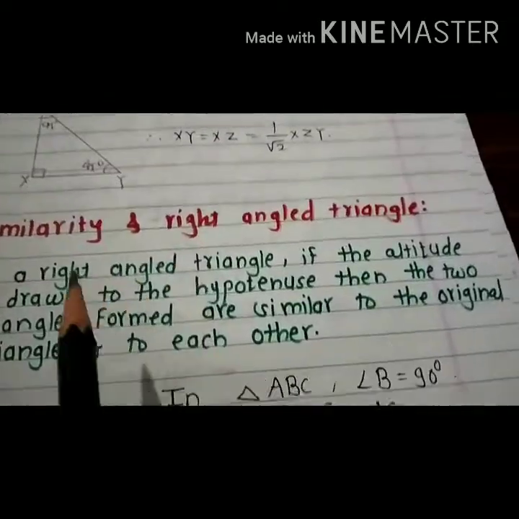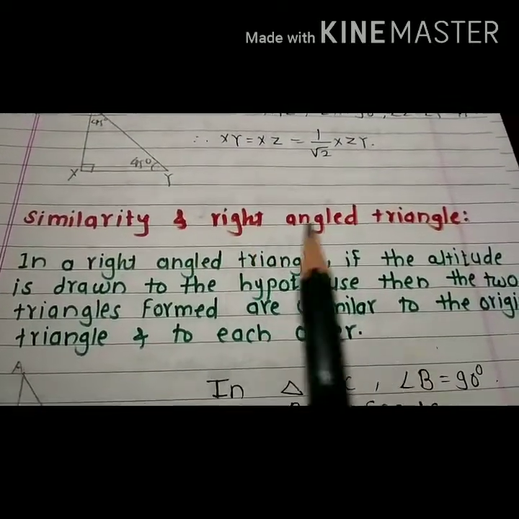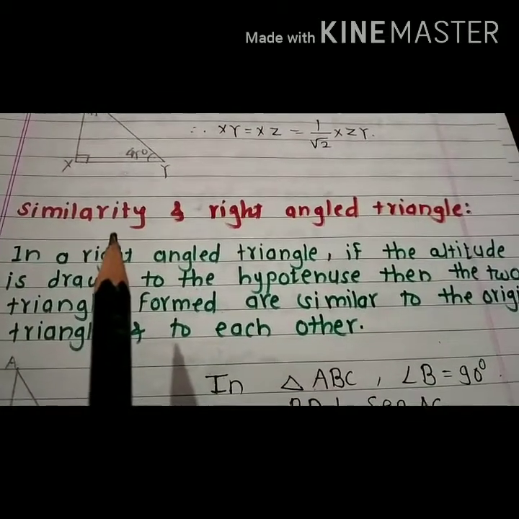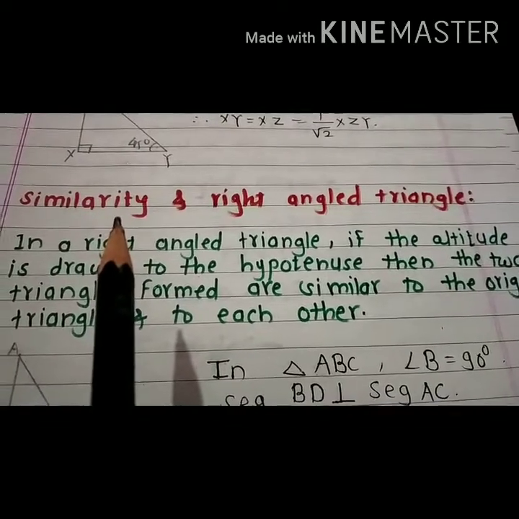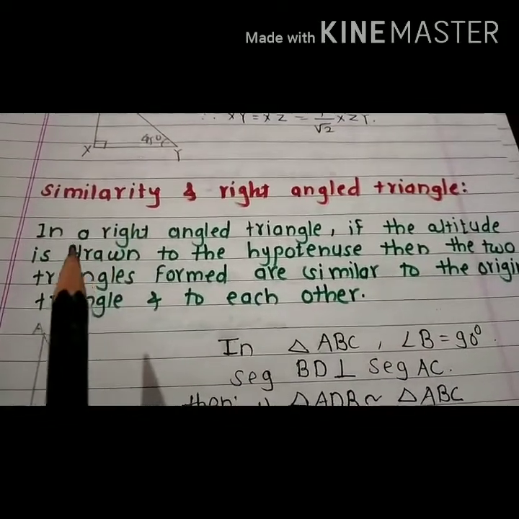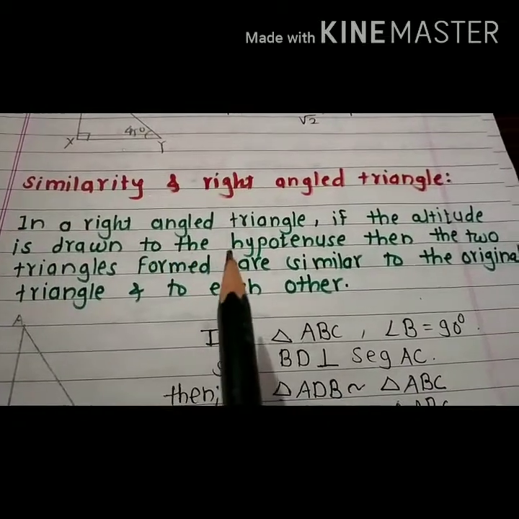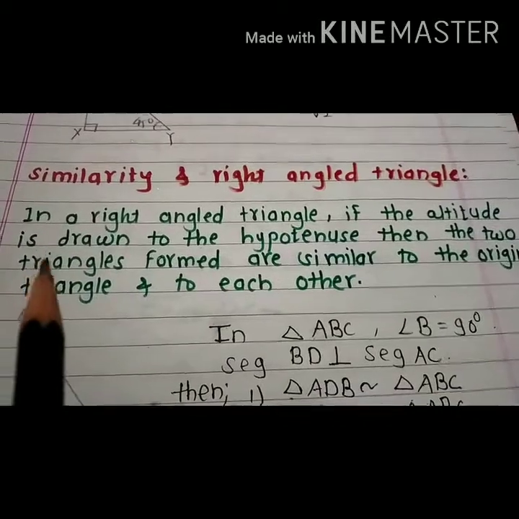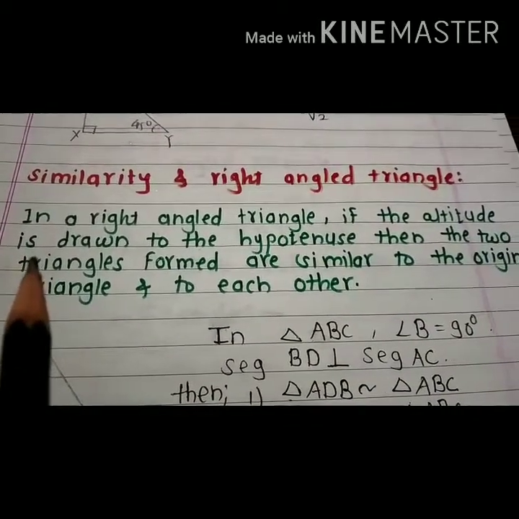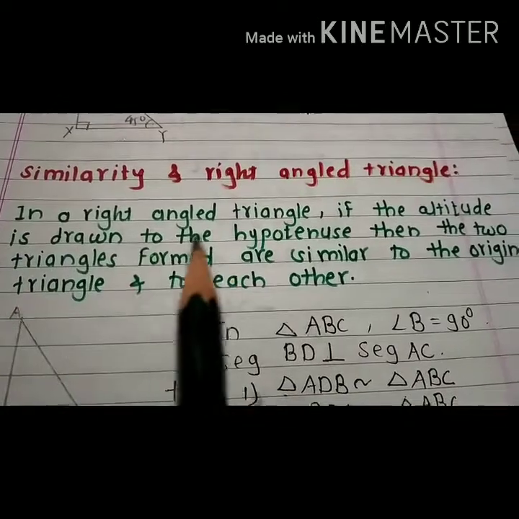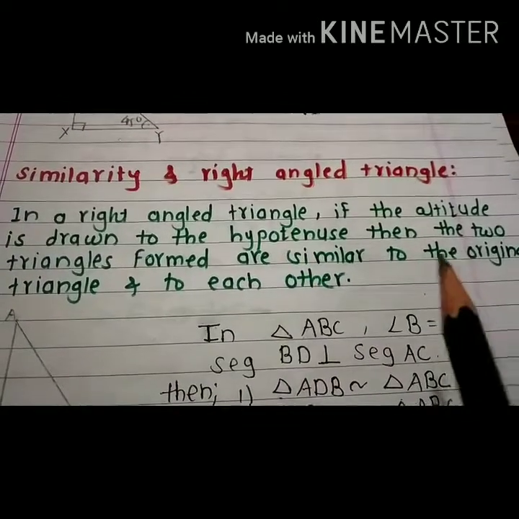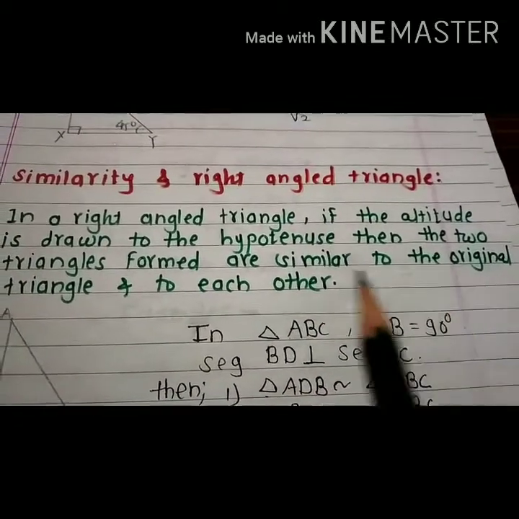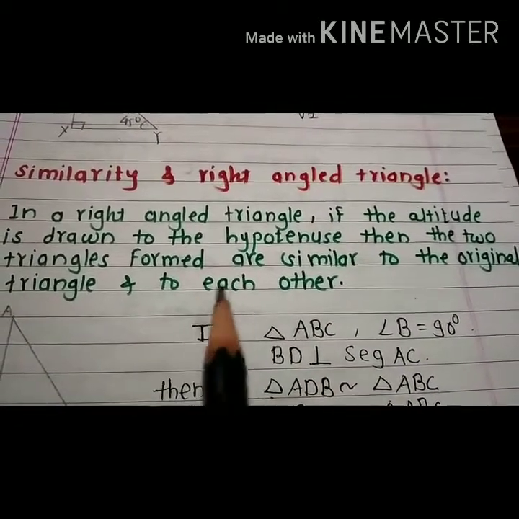Next point is similarity and right angled triangle. We have seen already the similarity of triangles and tests for the similarity of triangles. First property is, in a right angled triangle, if the altitude, which is nothing but the perpendicular from the vertex on the opposite side, is drawn to the hypotenuse, then the two triangles formed are similar to the original triangle and to each other.